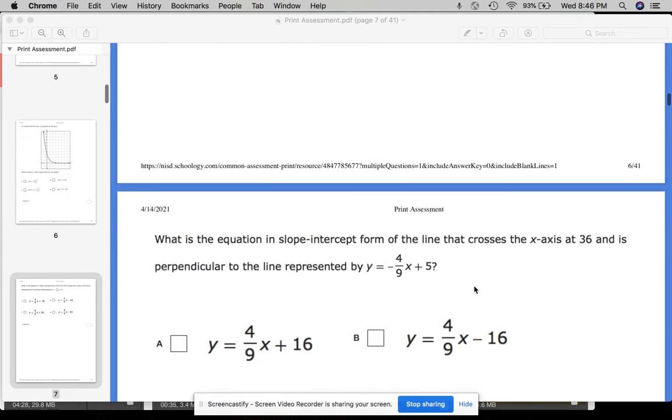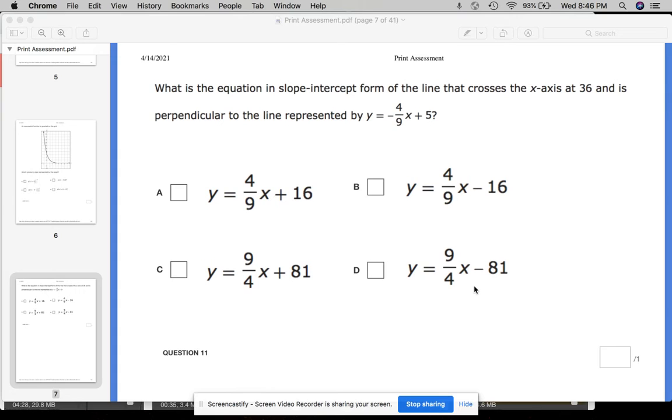Question 10. What is the equation in slope-intercept form of the line that crosses the x-axis at 36 and is perpendicular to the line represented by y equals negative 4 over 9x plus 5? A, y equals 4 over 9x plus 16. B, y equals 4 over 9x minus 16. C, y equals 9 over 4x plus 81. D, y equals 9 over 4x minus 81.